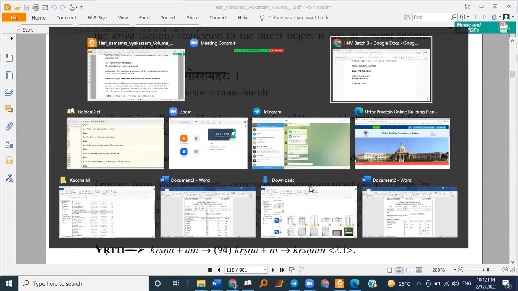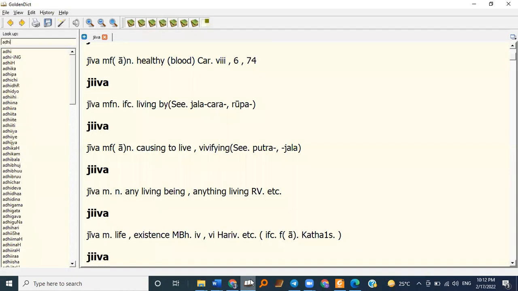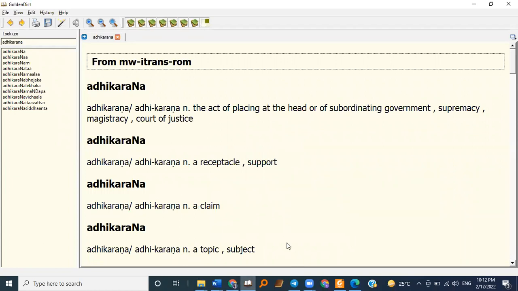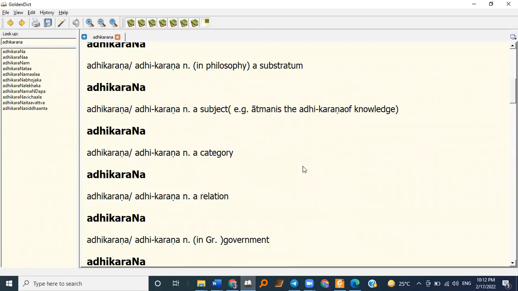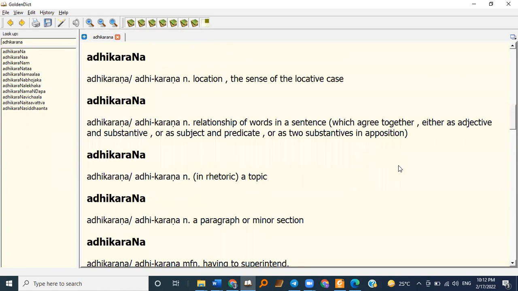So we were on 2.1, Krishna Yukta. Or even before that, let me give some more clarification. What is Adhikarana? Adhikarana means, let the dictionary speak: location, the sense of the locative case. So basically, Adhikarana is the location.